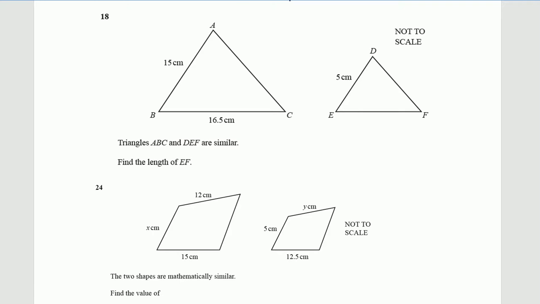Here on this question we can see the corresponding sides are 15 and 5. If I divide 15 by 5, I get a scale factor which is equal to 3. So if I multiply the smaller lengths by 3, I would get the bigger lengths. And if I divide the bigger lengths by 3, I'd get the smaller lengths. Therefore, to find the length of EF, I have to take this 16.5 over here and divide it by 3. So we're going to go 16.5 divided by 3, and that's 5.5 centimeters.